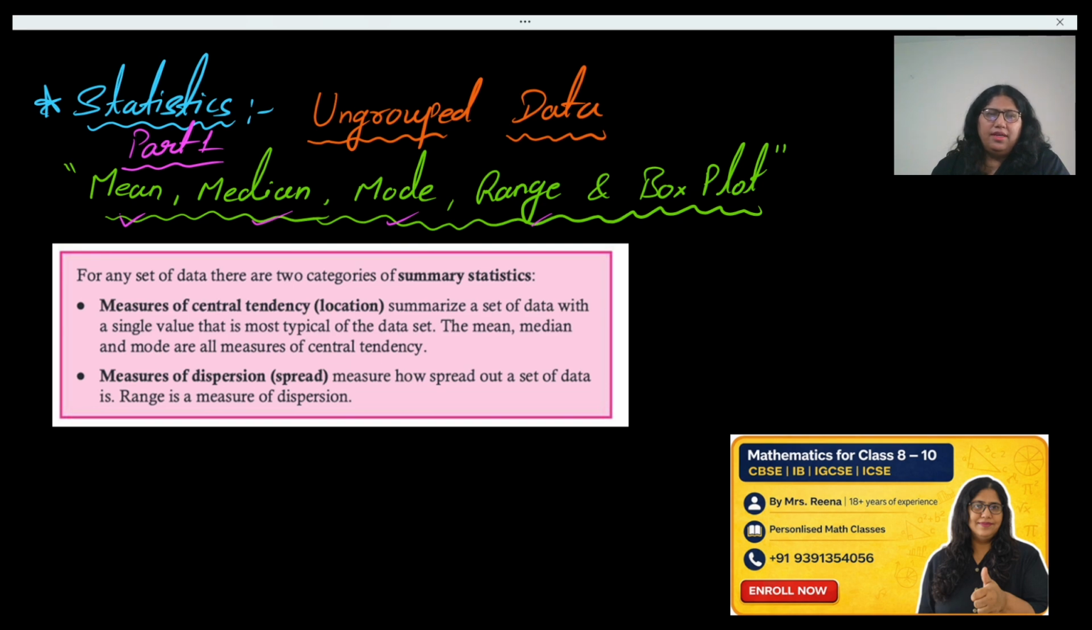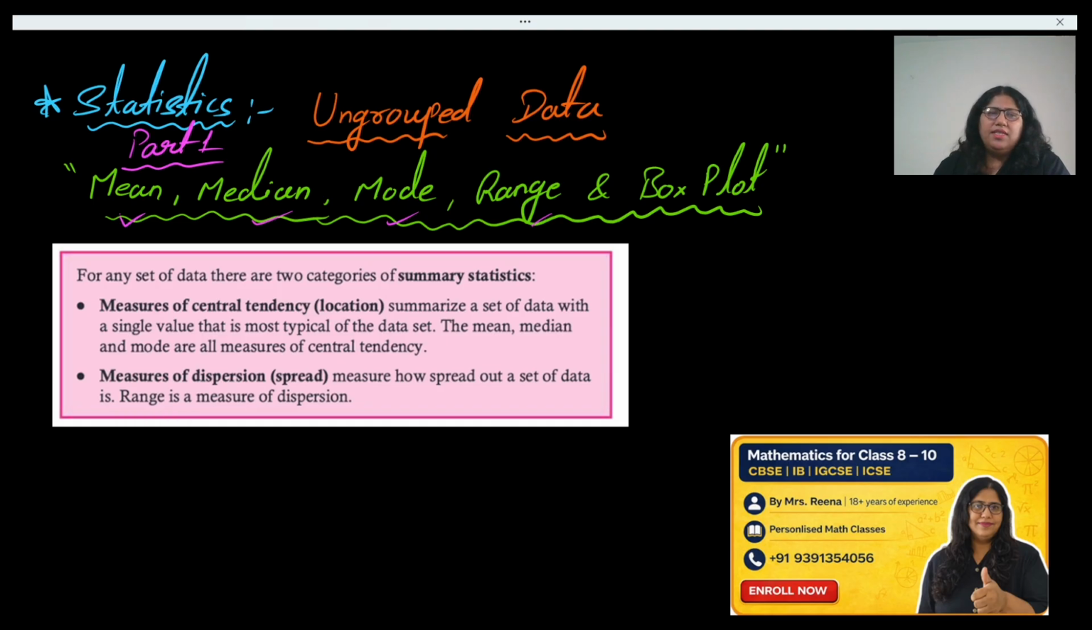So what is given here? The measure of central tendency, first we'll consider. The measure of central tendency summarizes a set of data with a single value. So the whole data is represented by a single value that is most typical of the data set. That means the whole data lies around that central value, which is known as central tendency, and it is nothing but mean, median and mode. These three are called measures of central tendency. Now, the measure of dispersion is how your data is spread, and that we take as the range.